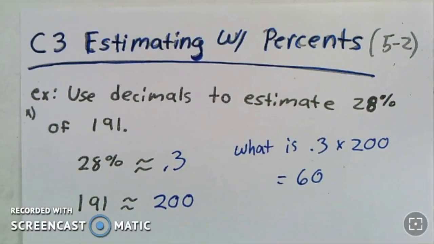8th graders, we're here with lesson 5-2 on estimating with percents. The first type of example you might see will say to use decimals to estimate 28% of 191.